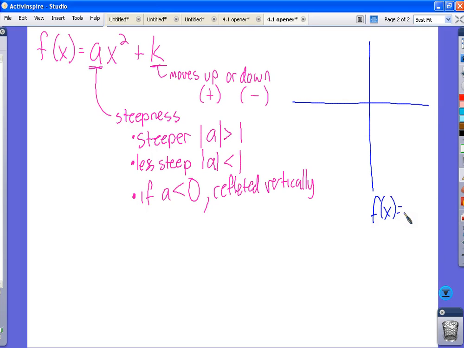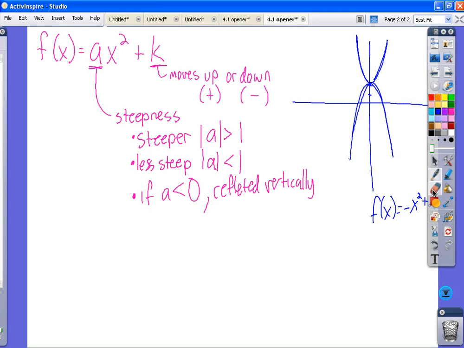F of x equals negative x squared plus 2. Okay, so if I take you literally and I take that negative to mean it's always flipped over the x-axis, then, well, what does this plus 2 do? Up 2. Okay, and then this graph would look something like this, right? So it's not flipped over the x-axis at this point. Over its own vertex, yeah, it would be flipped over its vertex. So wherever it is, it gets flipped over its vertex.